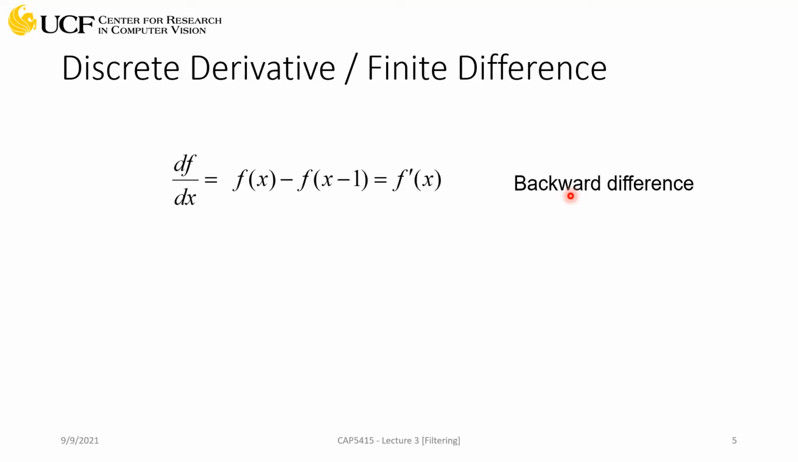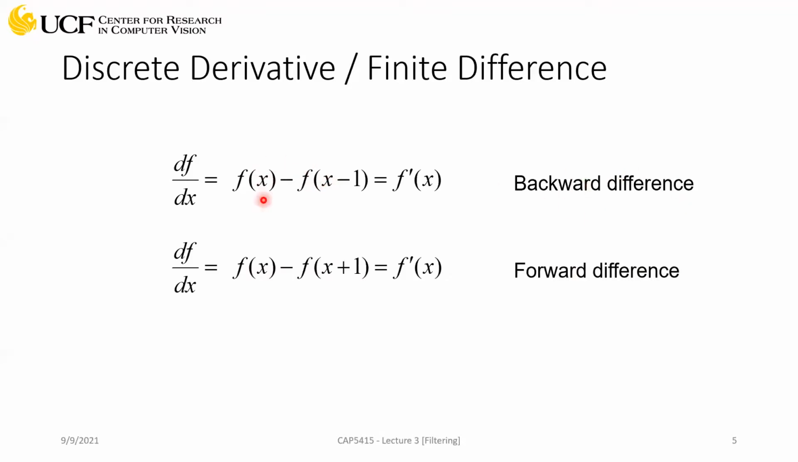Then what we can do is compute these derivatives in different directions. The standard formula which we get has the current location, which is x, and then we subtract 1. So it's a previous location, and that's called backward difference. Similarly, you can consider the next location, you just add 1, and this is called forward difference.